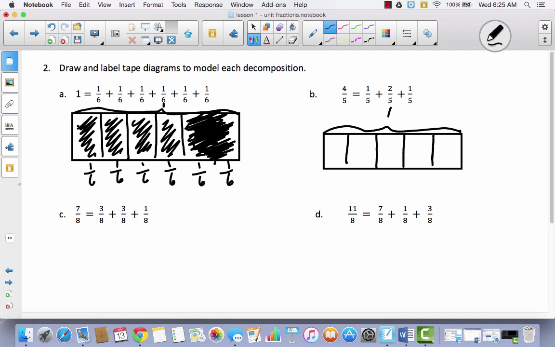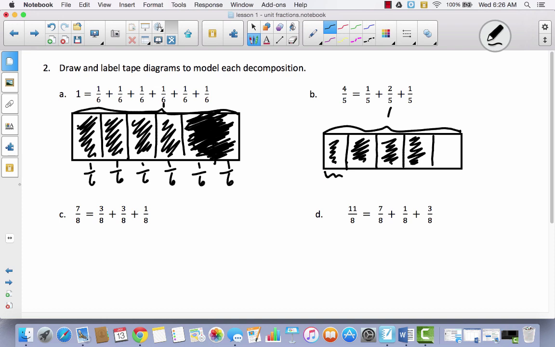You'll get much better at decomposing these after you draw a tape diagram. So I've got 1, 2, 3, 4, 5. And I have 4 fifths. So I'm going to shade 4. 1, 2, 3, 4. Now I'm going to look at how they decomposed it.